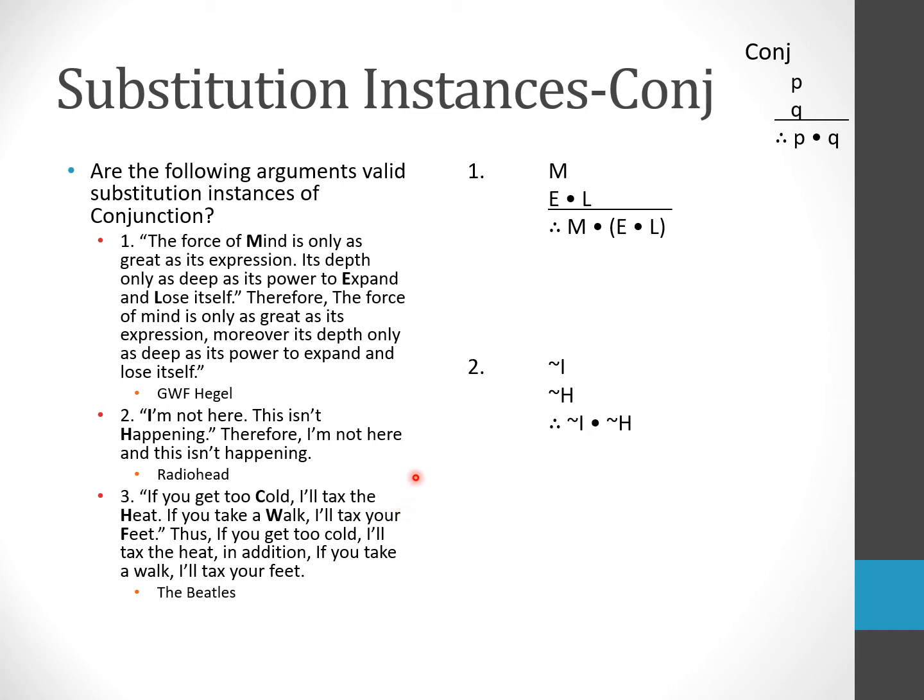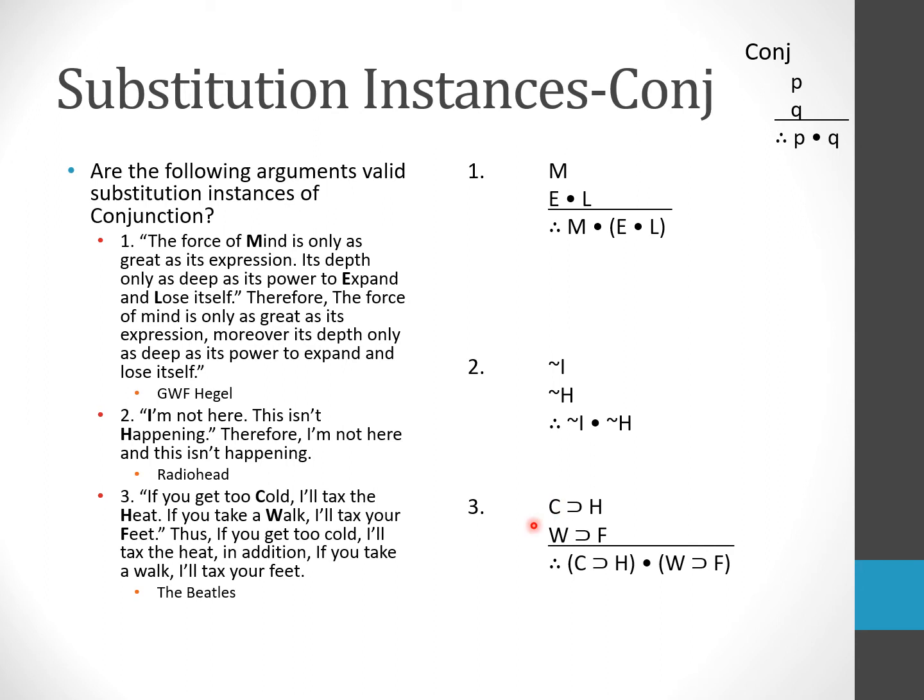Another one from a great set of modern philosophers. If you get too cold, I'll tax the heat. If you take a walk, I'll tax your feet. Thus, if you get too cold, I'll tax the heat. In addition, if you take a walk, I'll tax your feet. So another example where I scrapped the period, slapped a conjunction word in it, and made it a conjunction.